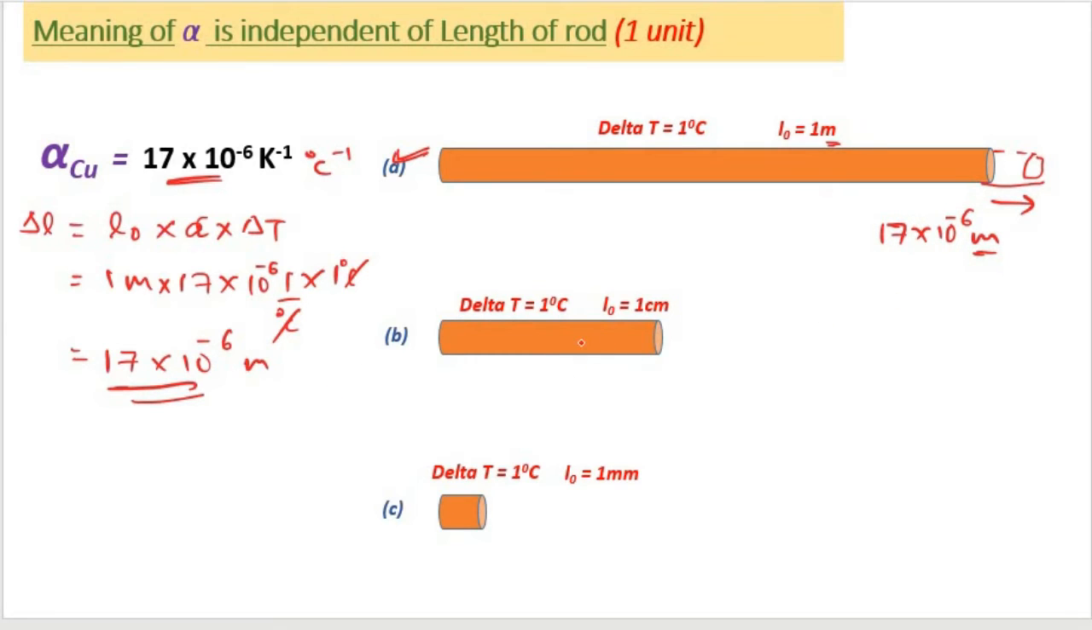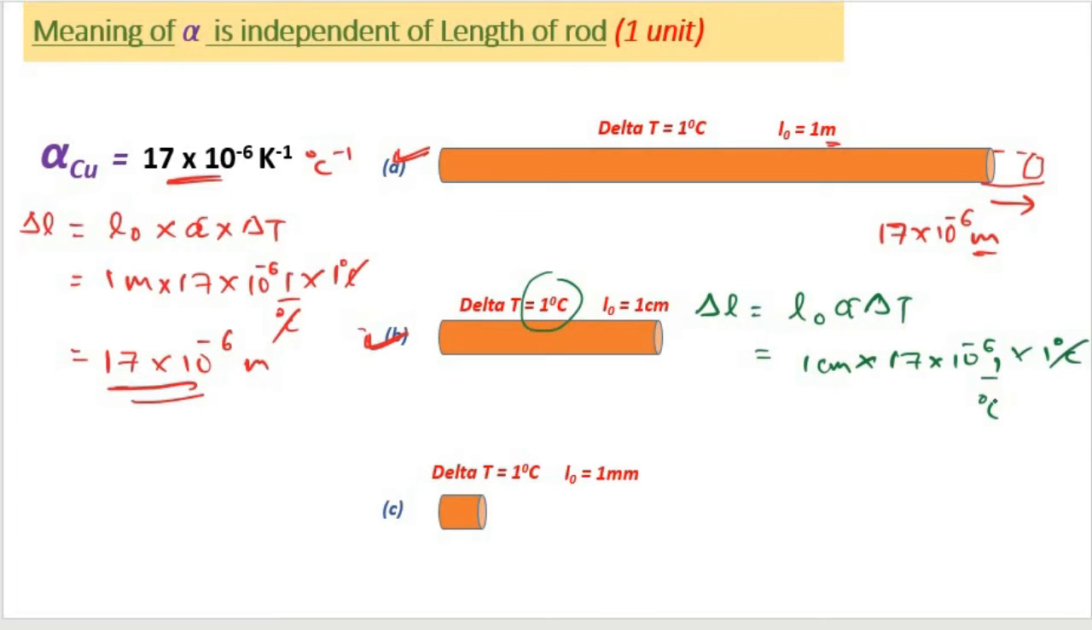Now if I want to apply the same equation for rod B, then delta L is equal to L0 alpha delta T. Instead of L0 I am going to put 1 centimeter. No need of converting 1 centimeter into meter. This alpha is 17 into 10 raised to minus 6 per degree Celsius, multiplied by delta T, which is 1 degree Celsius, because the rise in temperature in all three cases we have assumed is 1 degree Celsius. Again the degree Celsius gets cancelled, and my answer is 17 into 10 raised to minus 6 centimeter.